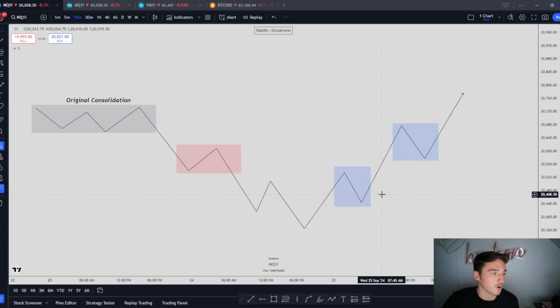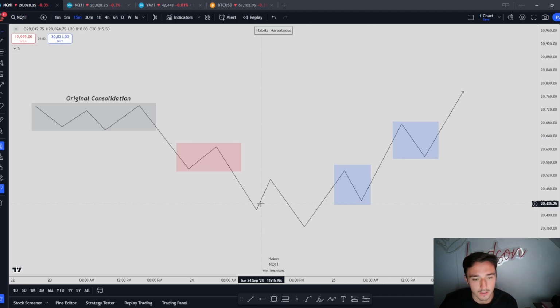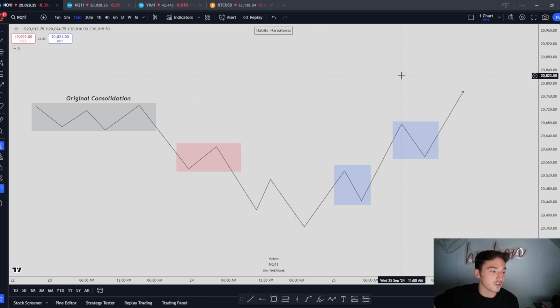We're going to go over these market maker models, so let's get into it. Market maker buy models, market maker sell models, abbreviated MMBM and MMSM. There are two forms of these market maker models, the buy model and the sell model. This right here is your market maker buy model. Every single market maker model starts off with an original consolidation. If you can't identify an original consolidation, there's not a market maker model.